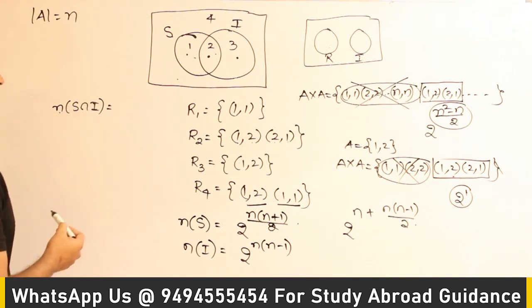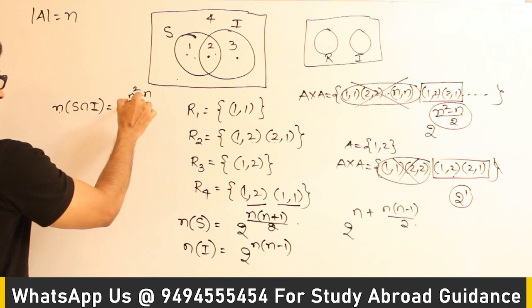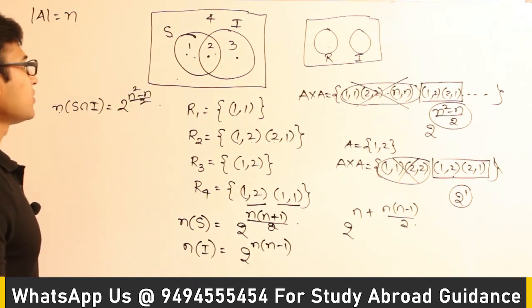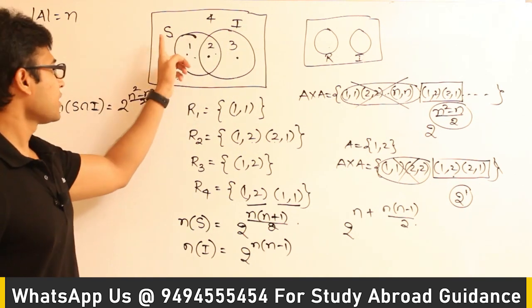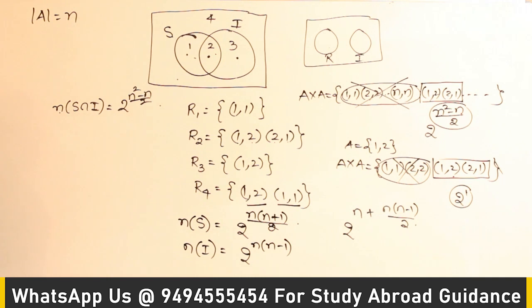The cardinality of S intersection I is 2 power (n square minus n)/2. I think this is the same thing, right? The same answer we got even for symmetric and reflexive. Here I am getting the same one for symmetric and irreflexive. Got it? Okay. Now there can be various kinds of questions.